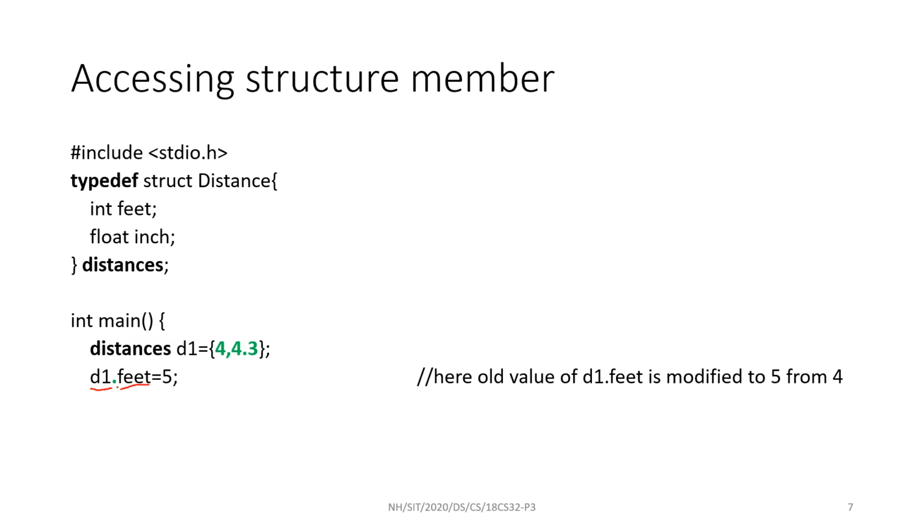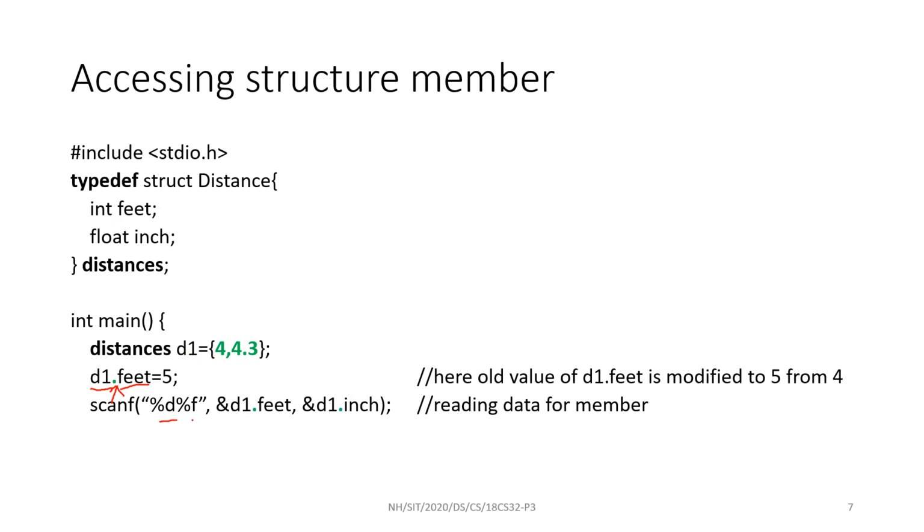To access a member, remember that you have to use dot operator. Here old value is altered by the new value. Old value was 4, it is modified by new value. In the same way, I can read a value as these two are of primitive, that is integer and float. Use proper format specifier. The first member feet, second member inch. D1 is a variable. D1 feet member. D1 inch member. So resolve it using dot operator.